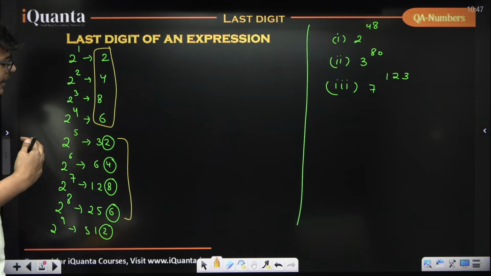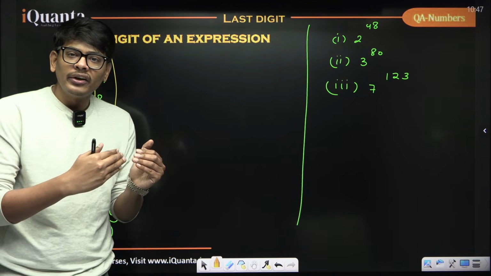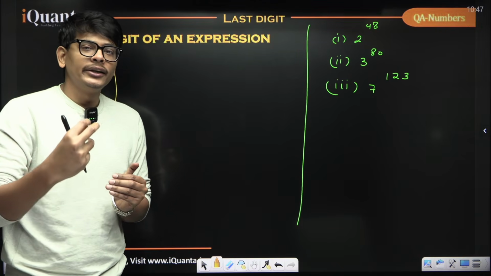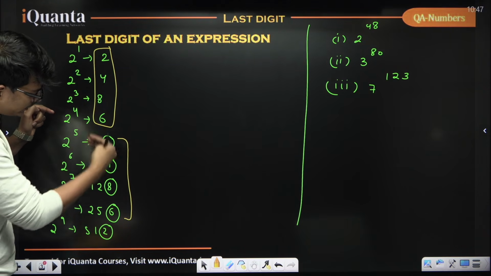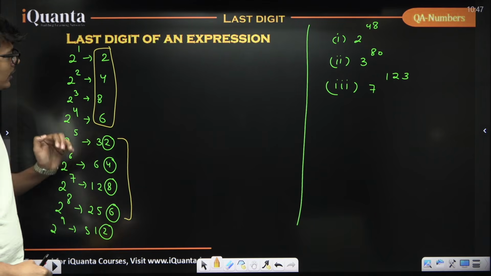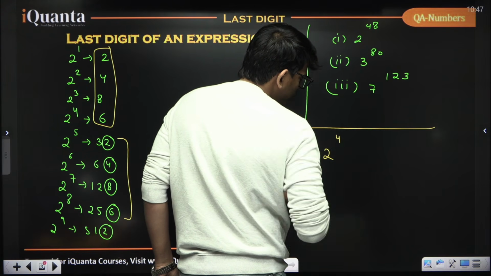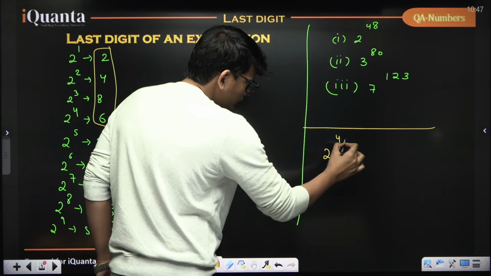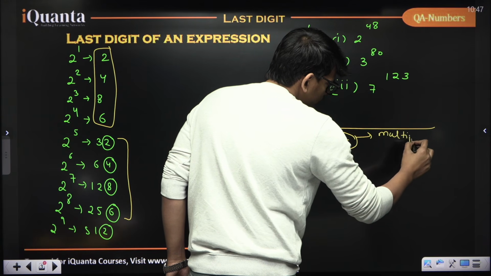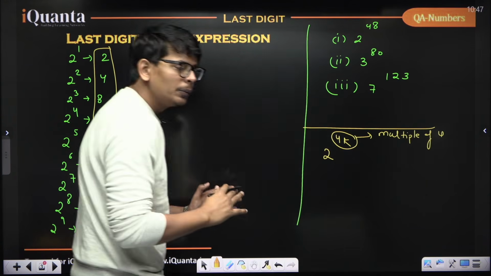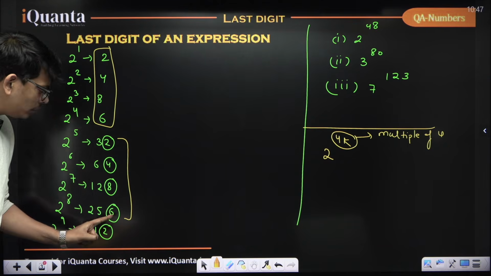So the pattern we get here is that there is a cyclicity of 4, that means after every fourth power the unit digits repeat, right? You can say that because as soon as the fourth power completes, the unit digit starts repeating. So we can generalize this and say 2 raised to the power 4k, it means the power is a multiple of 4, the unit digit will always be 6.